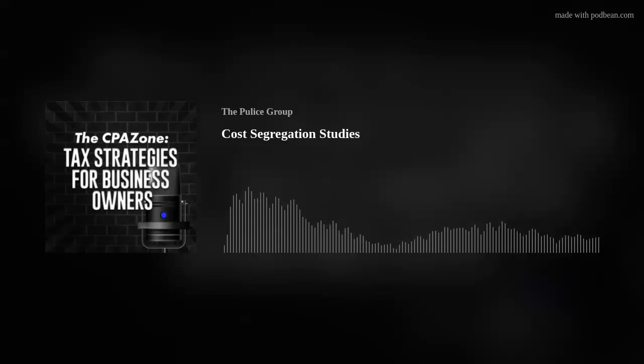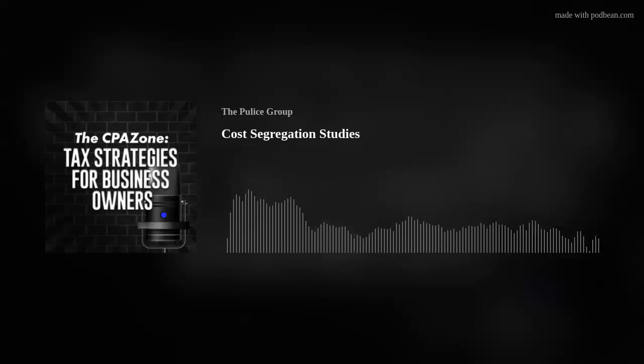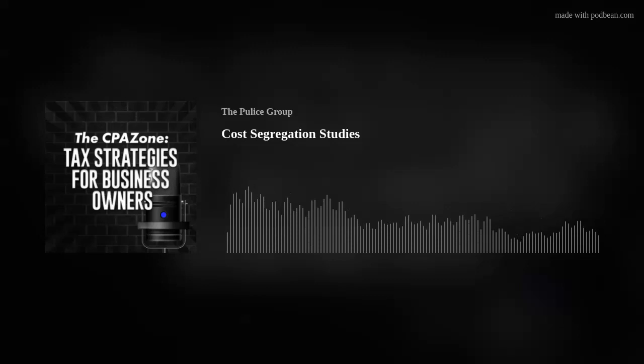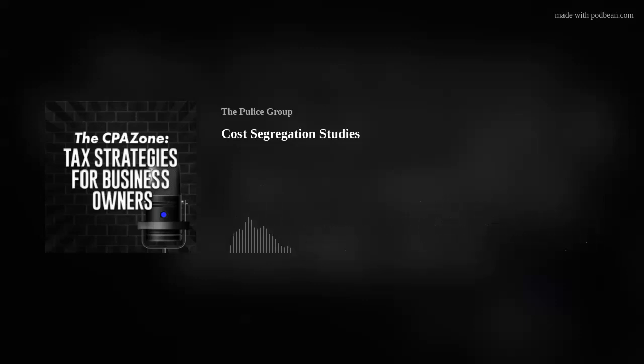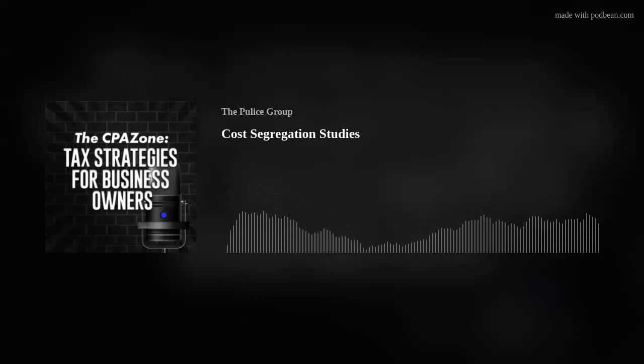So we have the cost seg study done. We allocate costs to the 5, 7, and 15-year property. Now we use that bonus depreciation to really supercharge it. So let's talk about some actual numbers to give an idea of what this would look like. So let's say you buy an apartment building valued at $1 million, excluding land. So whatever the total cost was, after you allocate value to land and building, we have $1 million assigned to the building valuation.